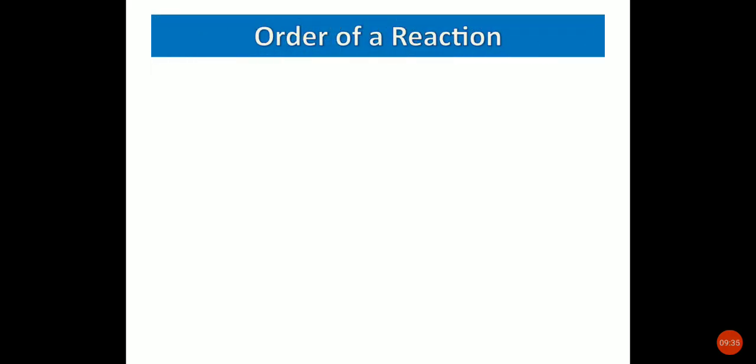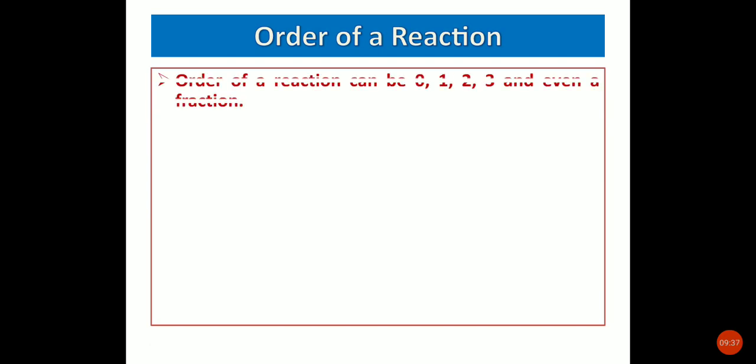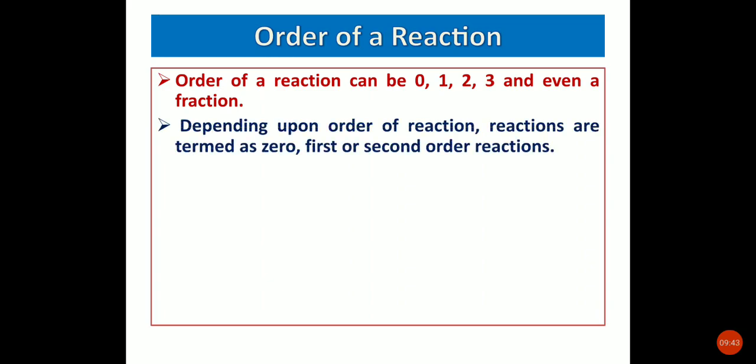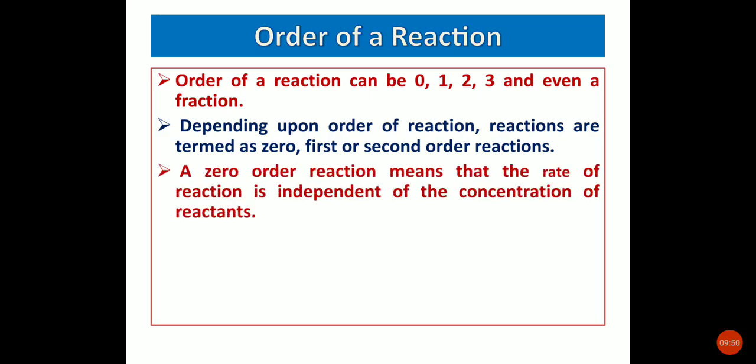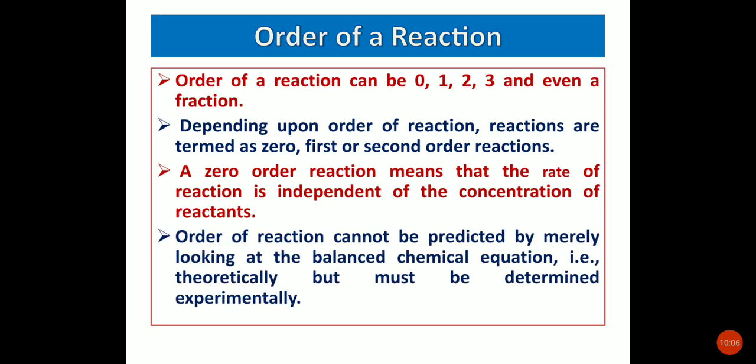Now we can discuss that order of reaction can be 0, 1, 2, 3 and even a fraction. That means order may have values from 0, 1, 2, 3 and even fractions. Depending upon order of reaction, reactions are termed as zero, first or second order reaction. A zero order reaction means that the rate of reaction is independent of the concentration of reactants.